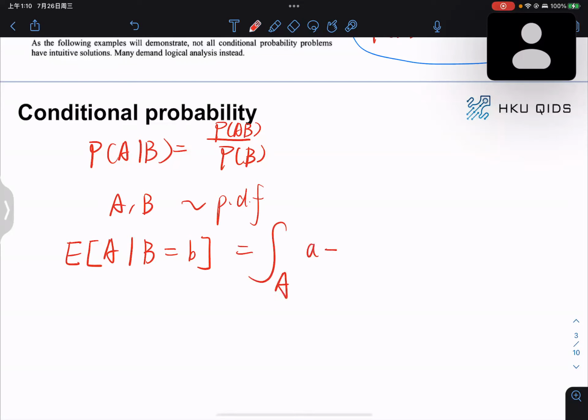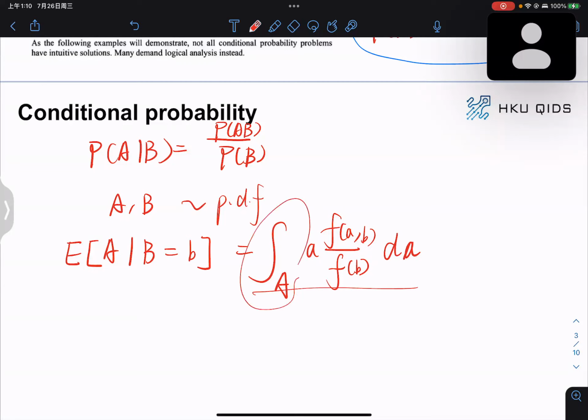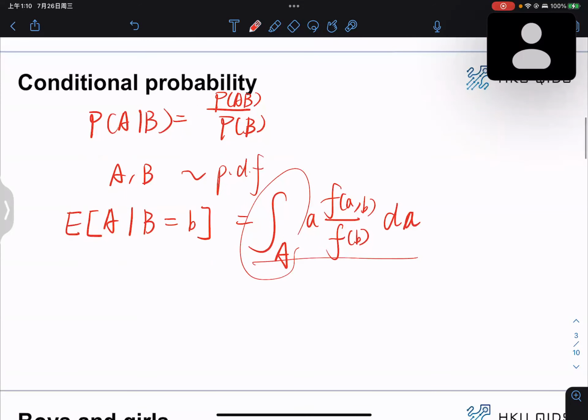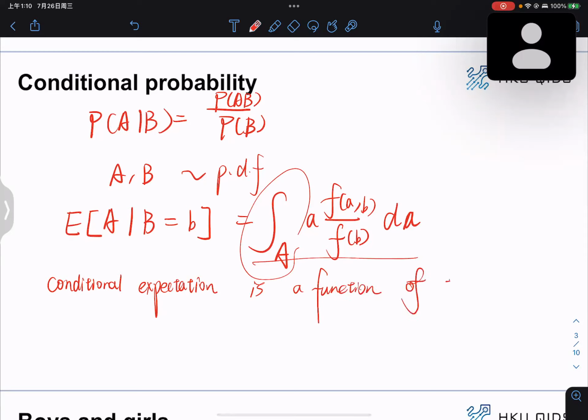the integral of a times f(a, b) over f(b) da, right? This is going to be something like this. Then you see, we're actually integrating a out, which means what? The conditional expectation is a function of the condition.